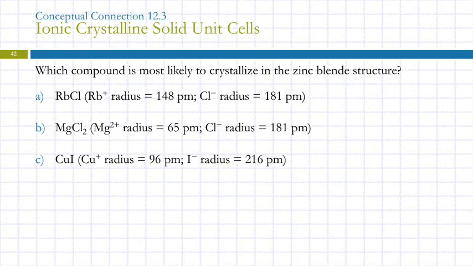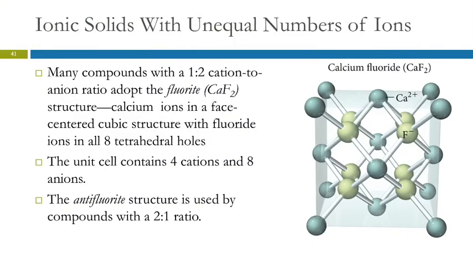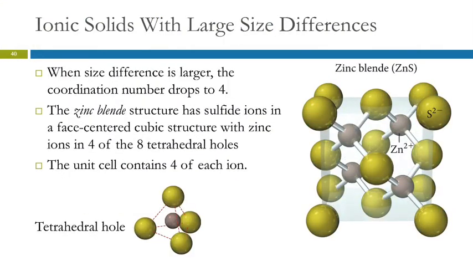Okay, so which compound is most likely to crystallize in the zinc blend structure? They're giving us formulas of 3 ionic compounds, and then they're giving us the radii of the ions. So let's go back and look at the zinc blend structure and see what we learned about it.